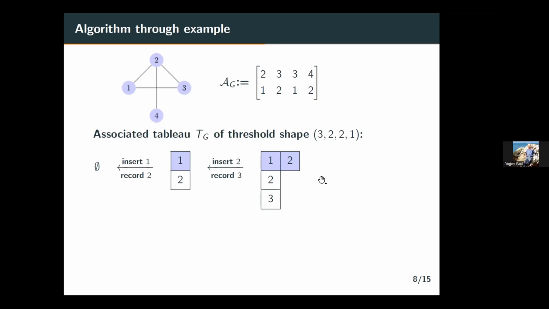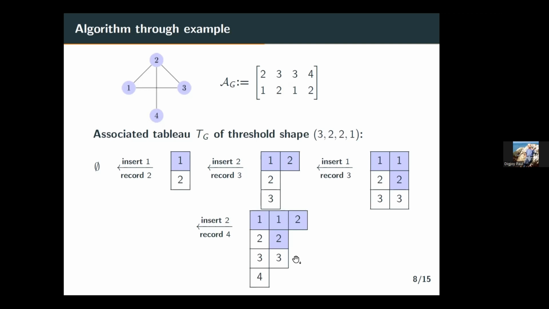Okay. Similarly, you insert 1, so 1 will bump 2, 2 will be placed after 2, and then you have to record the 3 on the third row, second column. Finally, when you insert 2 and 4, you obtain this tableau. So this is the Burge algorithm, where recording and inserting happen at the same time.